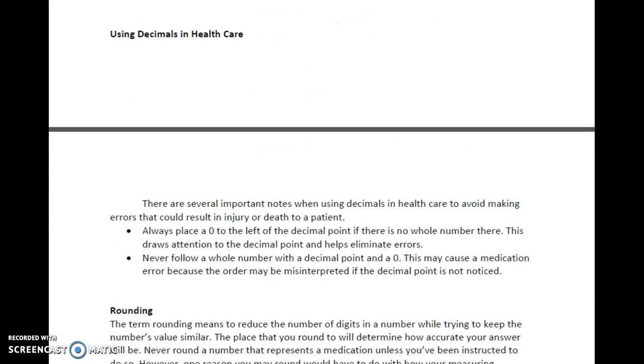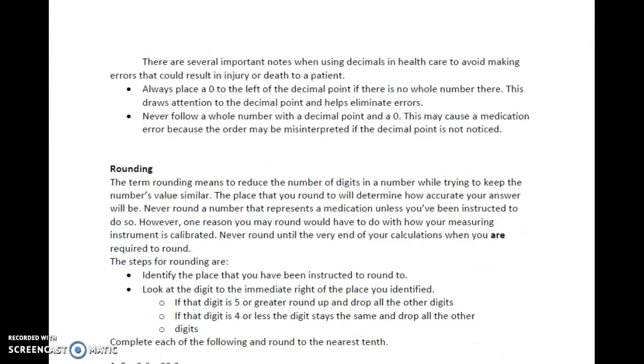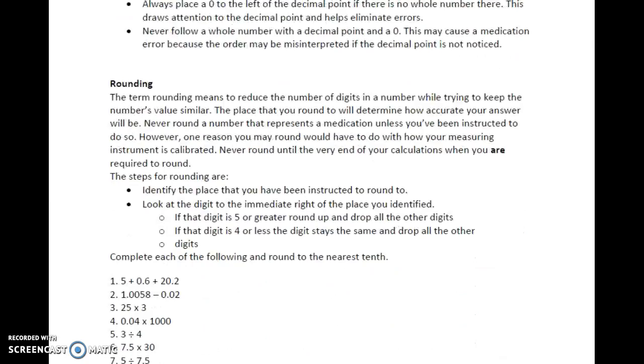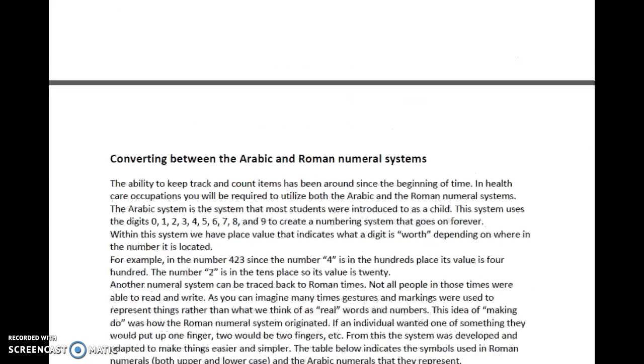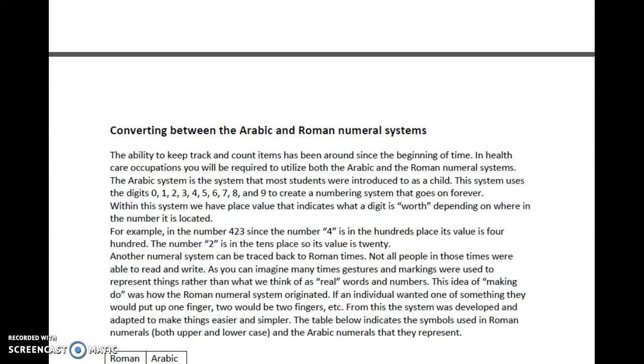So I talk a little bit about how to use a zero. It's very important to never have what we call a naked zero. And then I also talk about how to round and when to round. So there's some different problems for you to try, and then do the rounding along with them on this next page. And then I get into the different types of number systems.